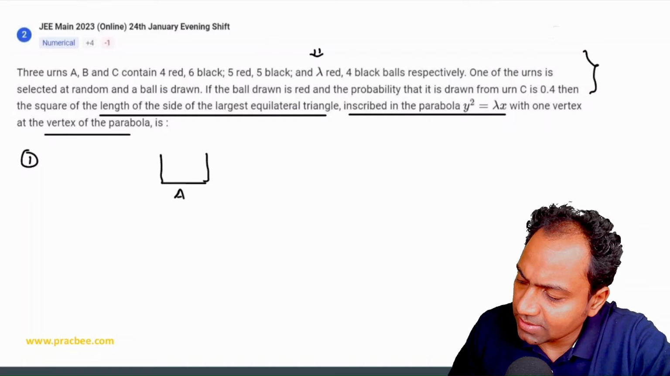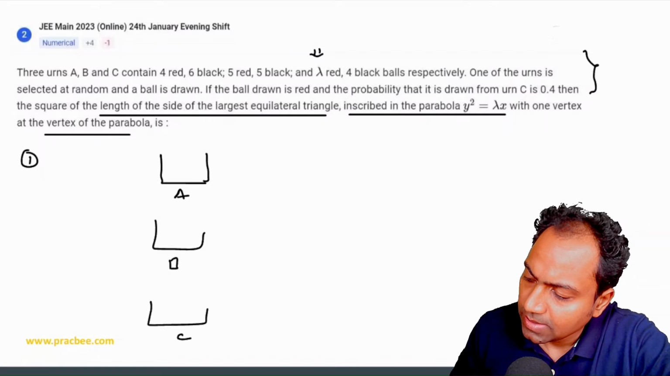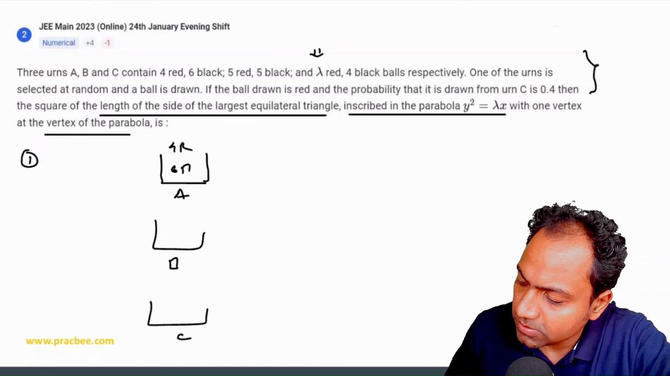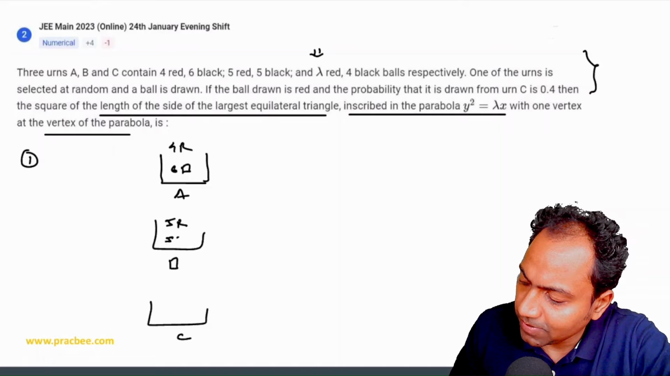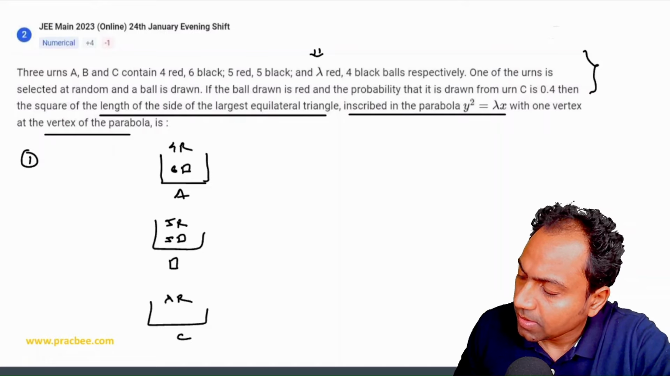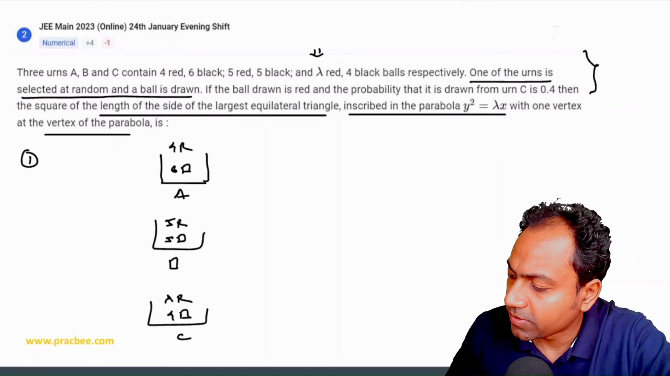Let us say this is urn A, this is urn B, and this is urn C. In urn A, there are 4 red and 6 black balls. In urn B, there are 5 red and 5 black balls. And in urn C, there are lambda red and 4 black balls. Now one of these urns is selected at random and a ball is drawn out of it.